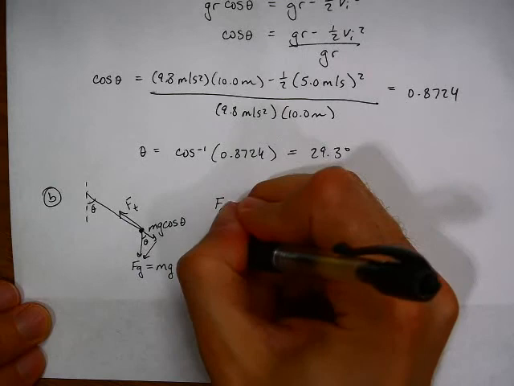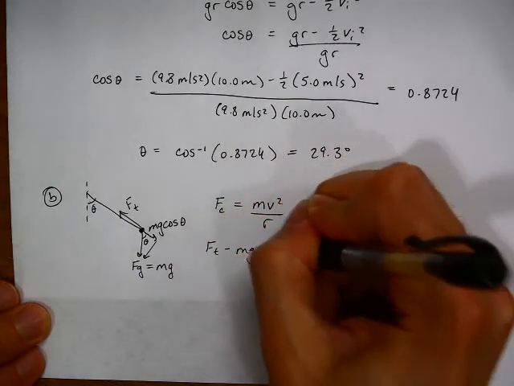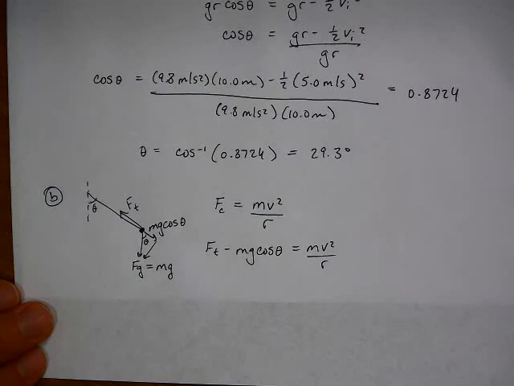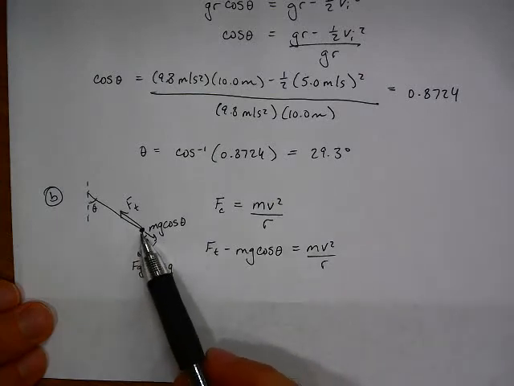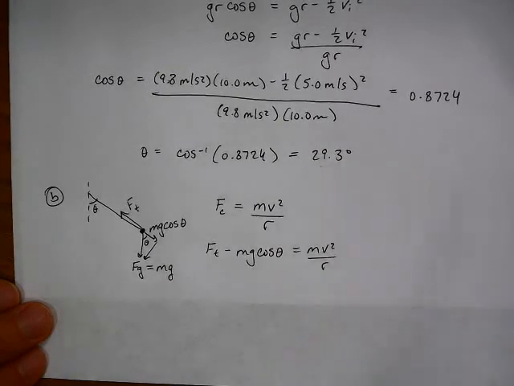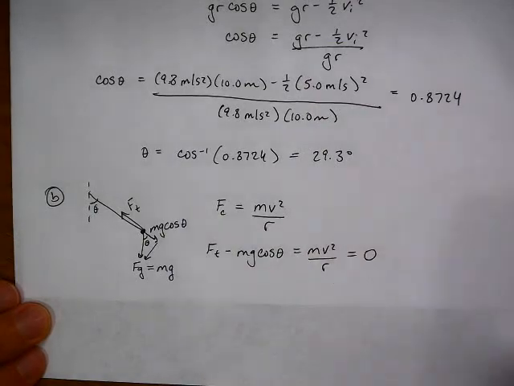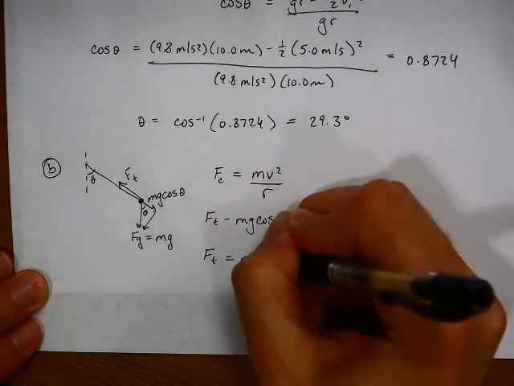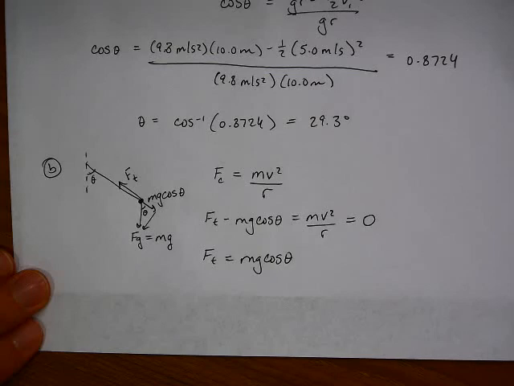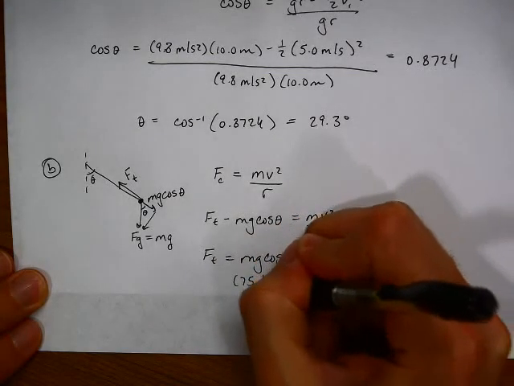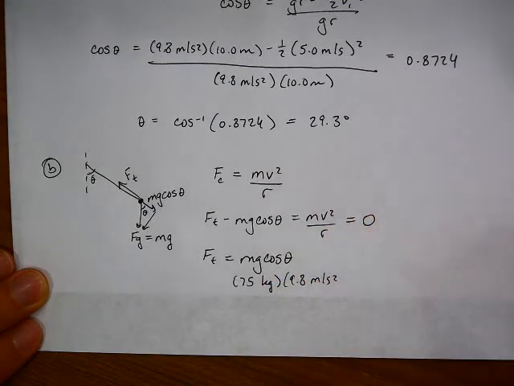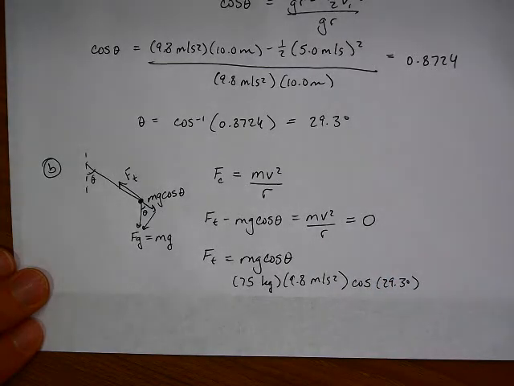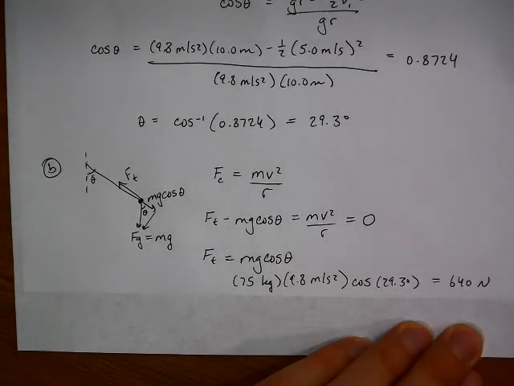So the centripetal force is actually tension minus mg cosine theta. Okay, that's the net force towards the center of the circular path. That equals mv squared over r. However, what's our v? What's our speed at this moment in time when we have swung up 29.3 degrees? It's 0. So that minus that equals 0. Therefore, tension must equal mg cosine theta, which is 75 kilograms times 9.8 meters per second squared times cosine of 29.3 degrees, which comes out to 640 newtons.